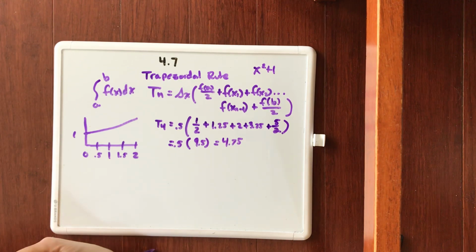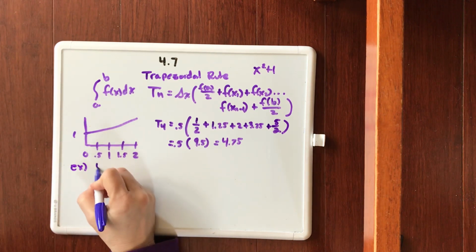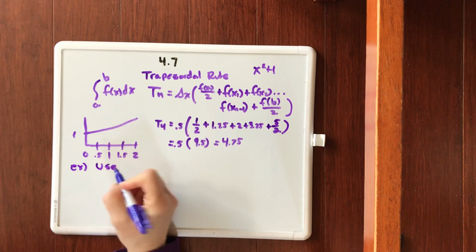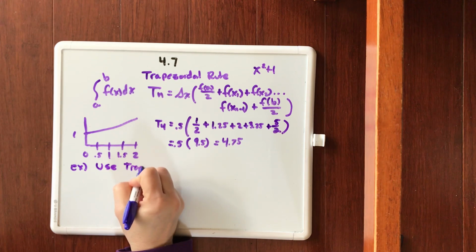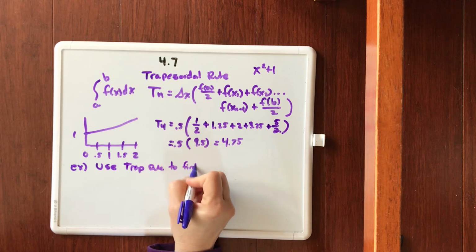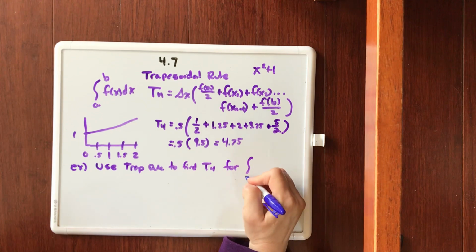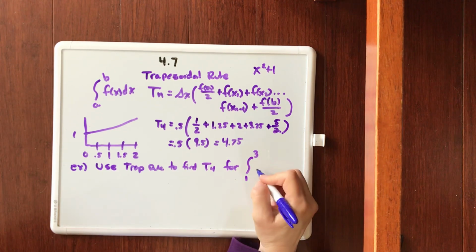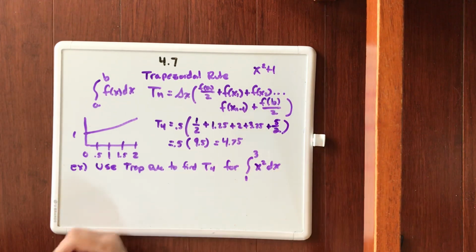Okay? So now I'd like you to do a problem with me. Here's an example of a different type of problem using the trapezoidal rule. So use, I'm just going to say the trap rule to find T4 for, we're going to integrate from 1 to 3. So this is different than what you've been seeing, an x squared dx. So we're no longer using this function, we're going to use this function instead. And this time we're not going to use a picture. We're just going to apply it to our formula.